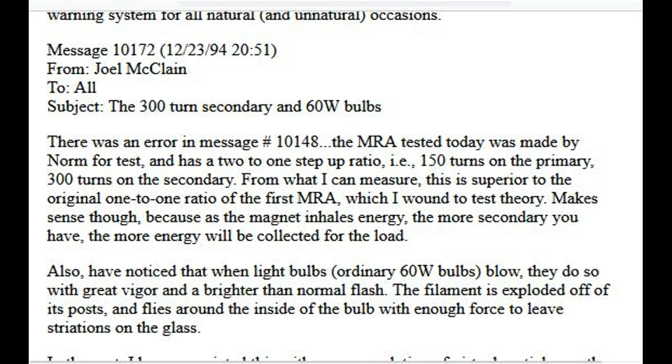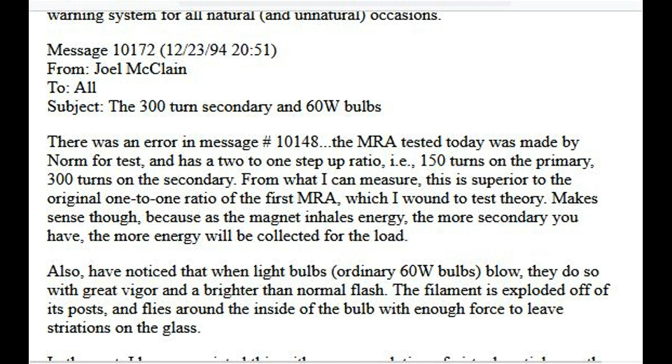From what I can measure, this is superior to the original 1-to-1 ratio of the first MRA, which I wound to test theory. Makes sense though, because as the magnet inhales energy, the more secondary you have, the more energy will be collected for the load.